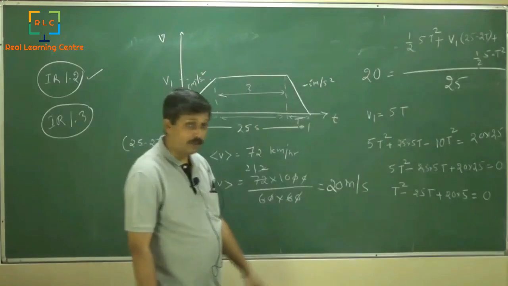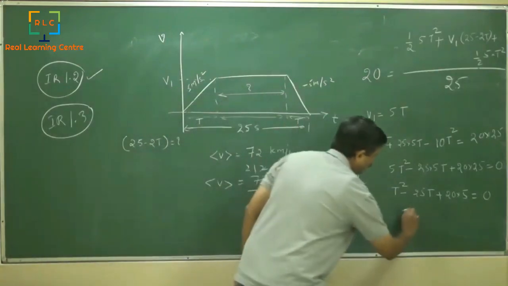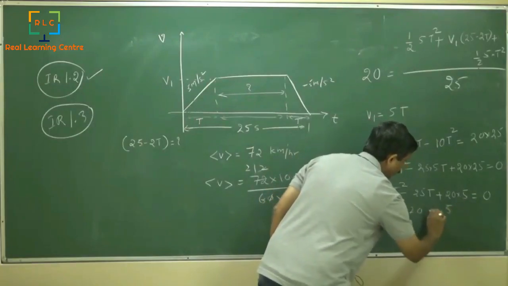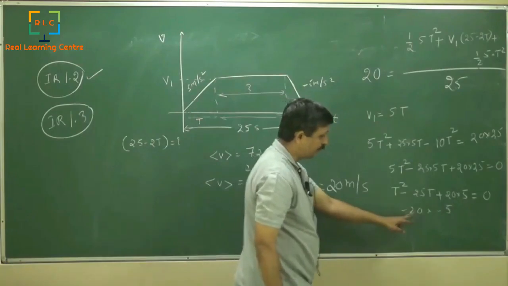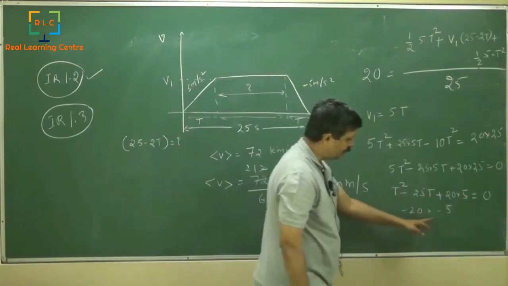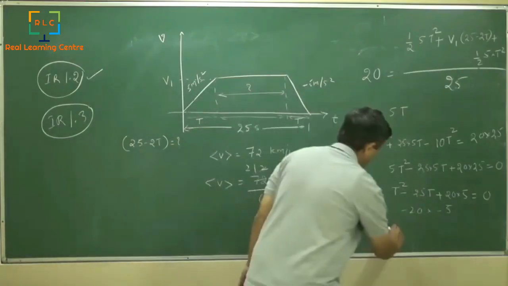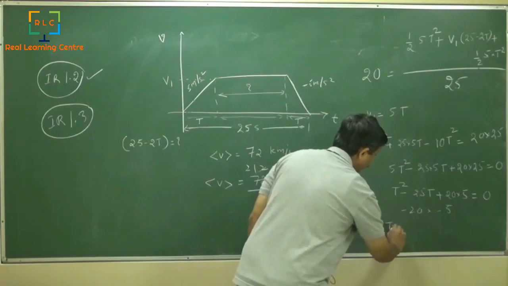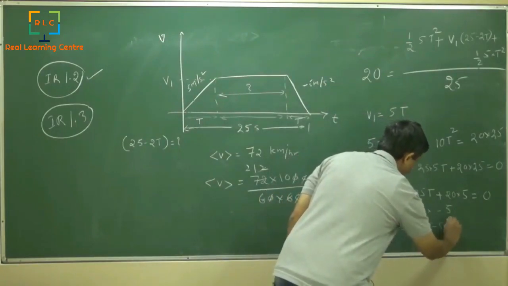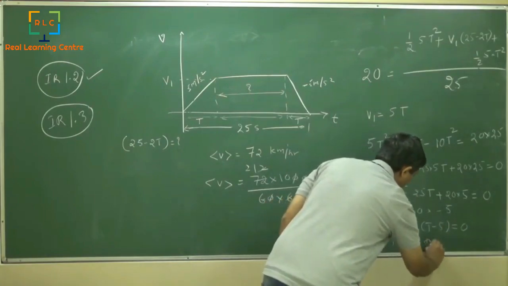So now what I will do is basically we have to take two values now, minus 20 and minus 5. Okay, we can take these two values. Okay, if you multiply minus 20 into minus 5, you will get 20 into 5. If you add minus 20 and minus 5, you will get minus 25. Okay, so then it will be nothing but finally t minus 20 into t minus 5 is equal to 0. So t can be equal to either 20 or 5.